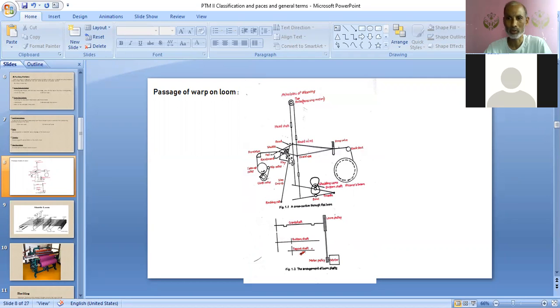Here power is gone, so maybe the class net may be closed, and due to that there may be disturbance in the class, so please join again from the same link as soon as power comes back.